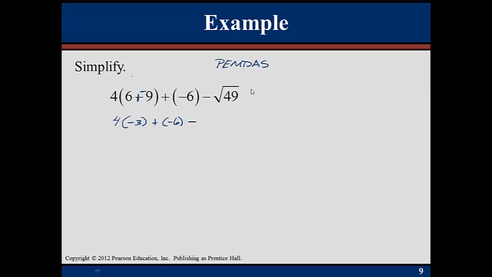Okay, then I move down to my square root. The square root of 49, I have to think of a number that when multiplied by itself, I get 49, and it should be 7. Okay, so now parentheses and square roots are taken care of. We have no exponents, so let's move on down to multiplication. 4 times negative 3 is negative 12, because a positive times a negative is negative.